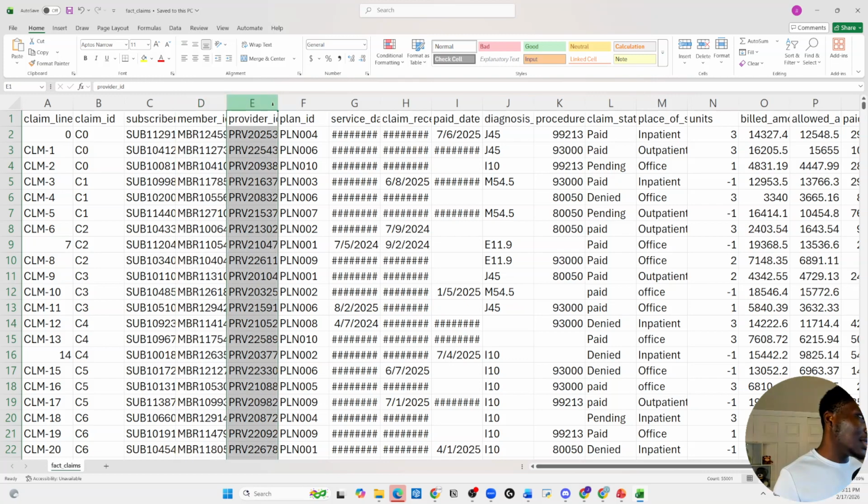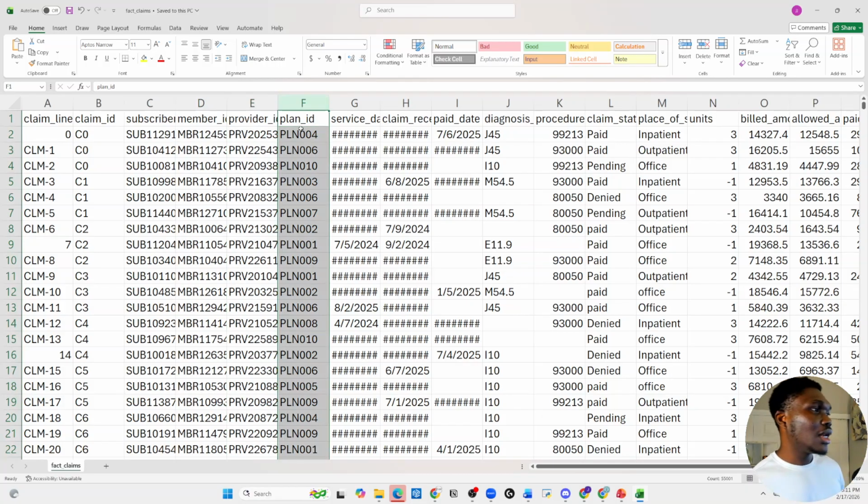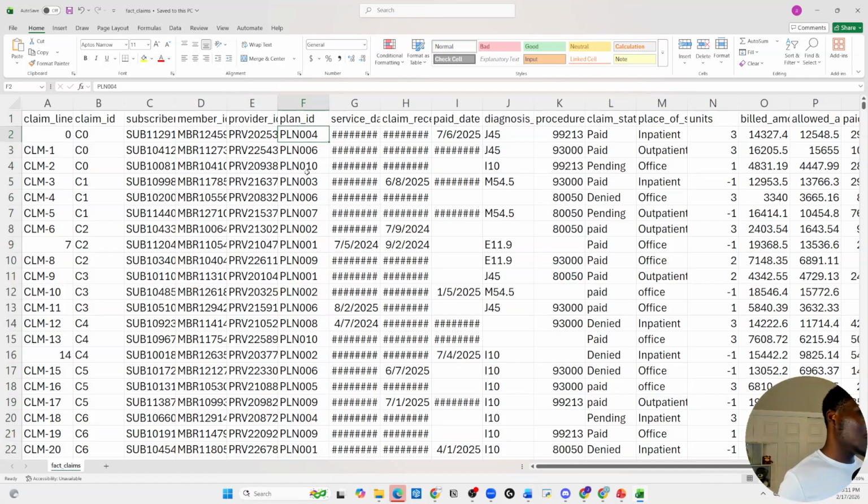Now, provider ID is the doctor that we visited. The plan ID is basically what plan you are on. Okay, this person is on plan 0, plan 6. Maybe these plans have different pricing models. So maybe somebody who is always sick, it's better you get plan 10 so that when you go to the doctor, you will not have any issues.